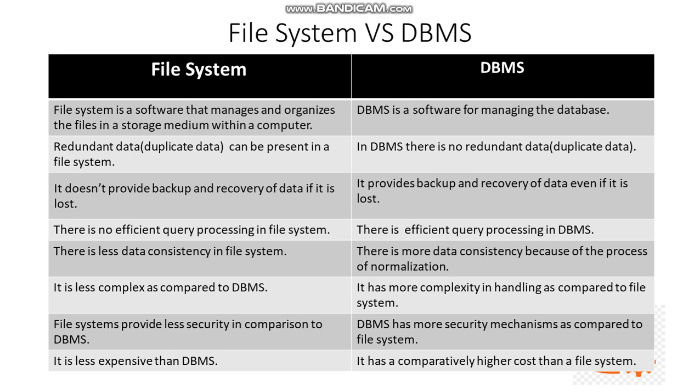File system is less complex as compared to DBMS. DBMS has more complexity in handling as compared to file system. File system provides less security in comparison to DBMS. DBMS has more security mechanism as compared to file system. File system is less expensive than DBMS. DBMS has comparatively higher cost than file system. So DBMS is a little bit more costlier.